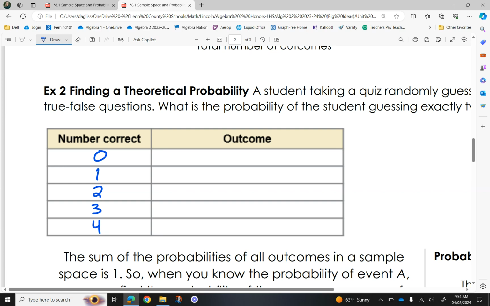I'm going to use I's for incorrect and C for correct to show what could happen. So they could all be wrong: wrong, wrong, wrong, wrong. That's all incorrect. Or I could be very lucky and get them all right: correct, correct, correct, correct.